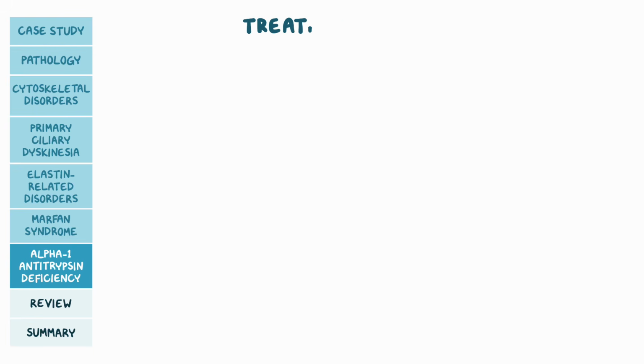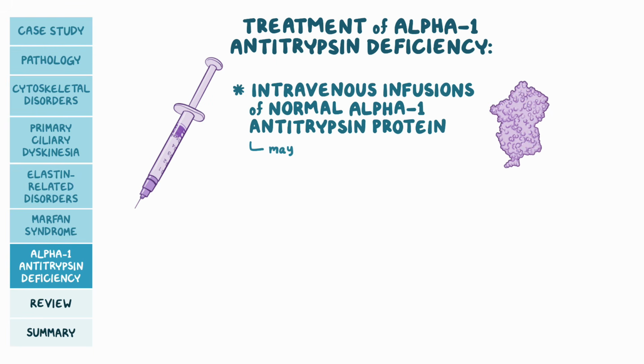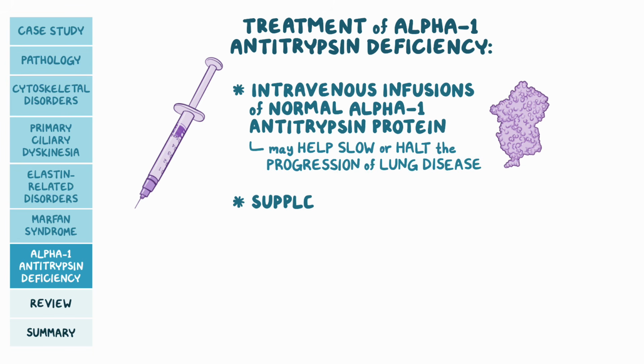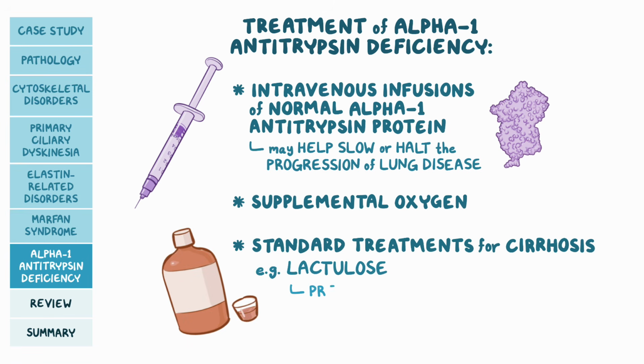In terms of treatment, intravenous infusions of normal alpha-1 antitrypsin protein may help slow or halt the progression of lung disease. In addition, supplemental oxygen is often needed as well. Finally, standard treatments for cirrhosis are also required, such as lactulose, to prevent hepatic encephalopathy.